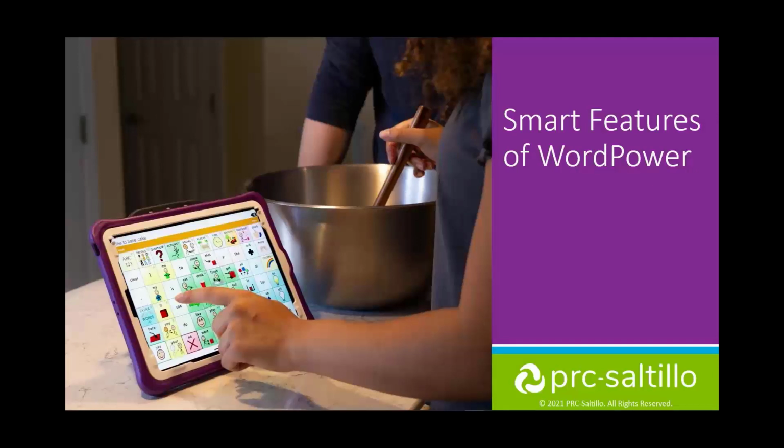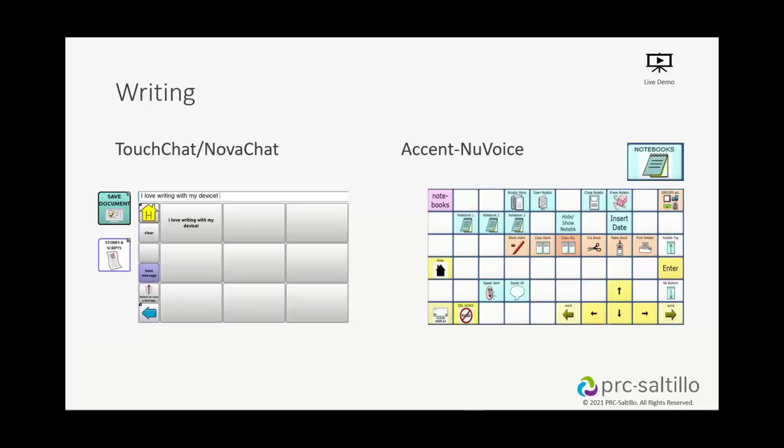Okay, so the first smart feature of WordPower that I'm going to talk about is the ability to share information by writing. On the TouchChat NovaChat, there is a feature called Save Document or Save Message that I'm going to demonstrate. And then on the Accent, there are notebooks.